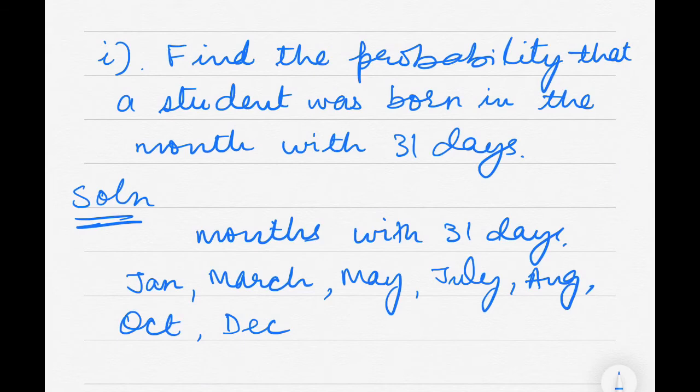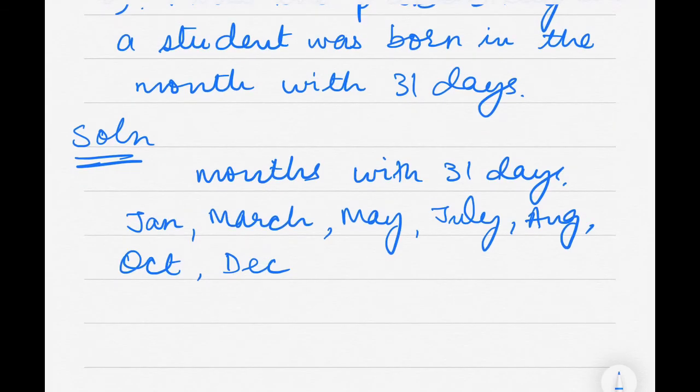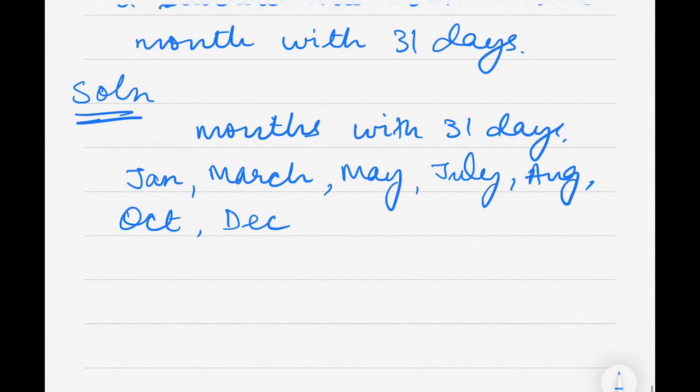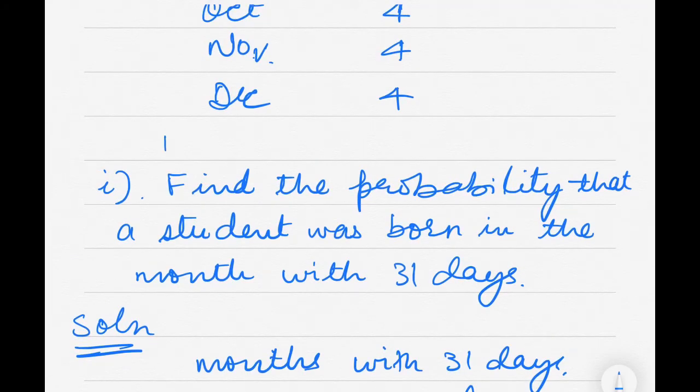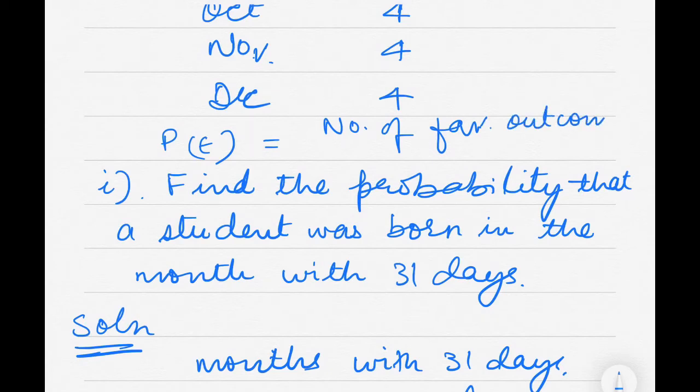Okay, so 31 days are these months. So let's write down the favorable outcomes. First, shall we write down the formula here? Because we started the first part, I think we could have written the formula at the start only. So number of favorable outcomes by total number of outcomes.